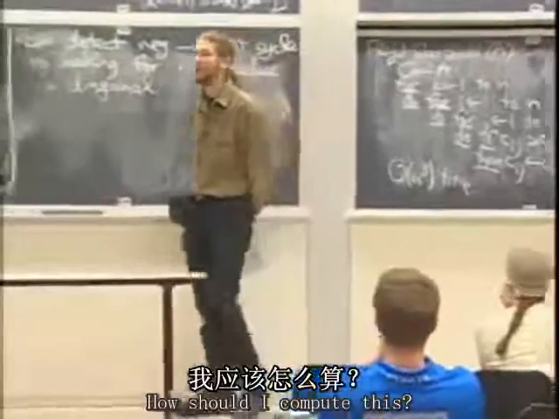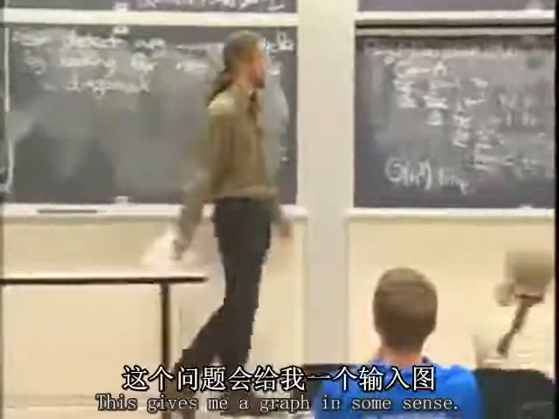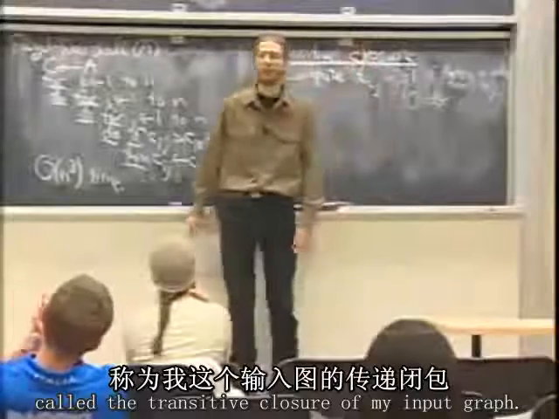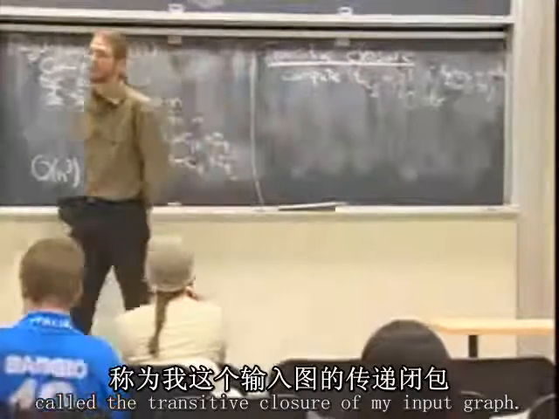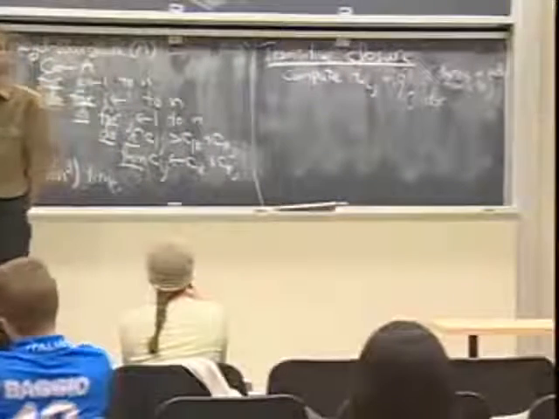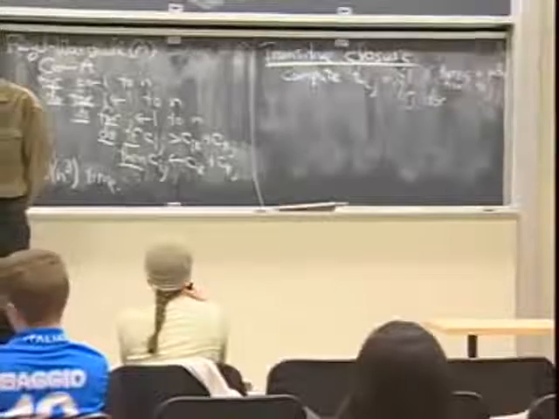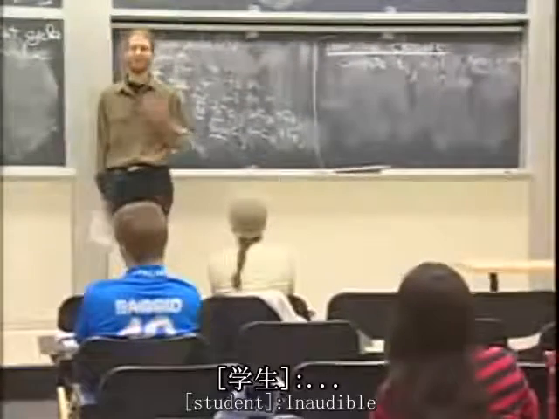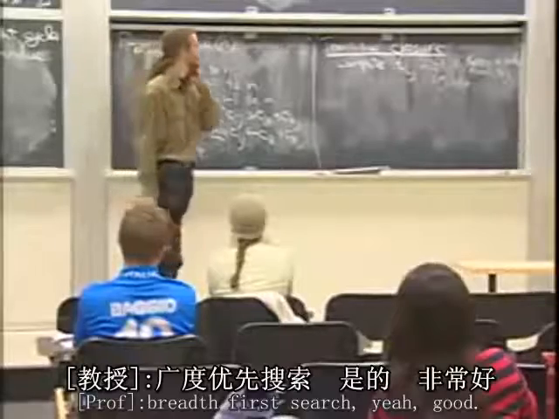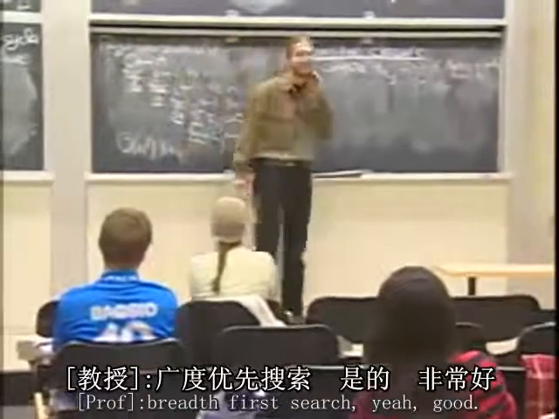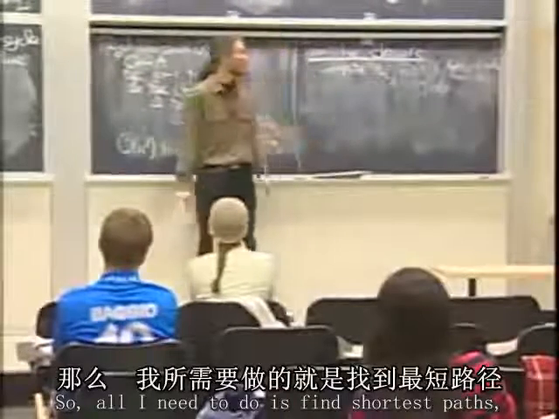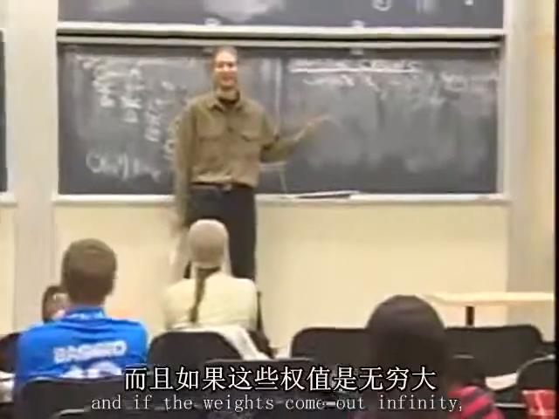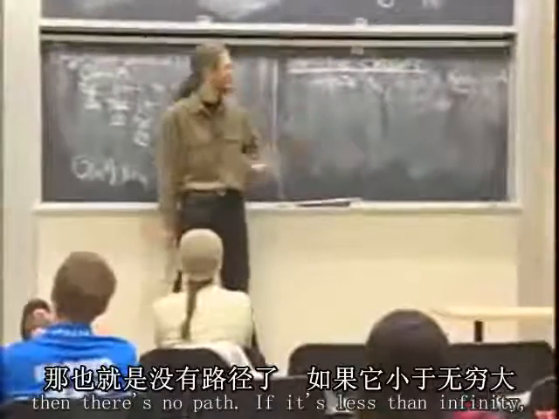How should I compute this? It gives me a graph in some sense. This is the adjacency matrix of a new graph called the transitive closure of my input graph. Breadth first search. Yeah, good. So all I need to do is find shortest paths, and if the weights come out infinity, then there's no path. If it's less than infinity, then there's a path.